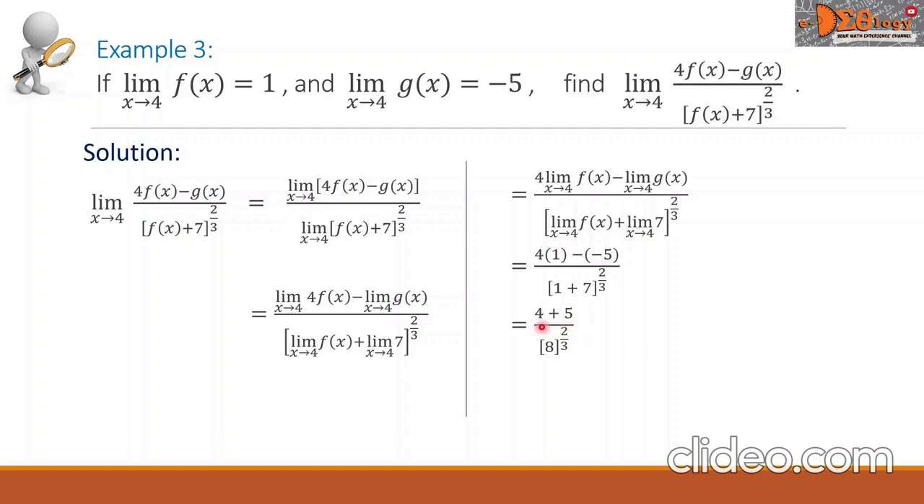In the numerator, 4 plus 5 is 9, over. In the denominator, this 8 we can write as 2 cubed. Now, let us simplify this expression. This power 3 multiplied by 2 over 3, we can cancel the 3 and the denominator 3 here. So that means this is now 2 raised to the power 2. Then we simplify that as 4. So the final answer is 9 over 4.